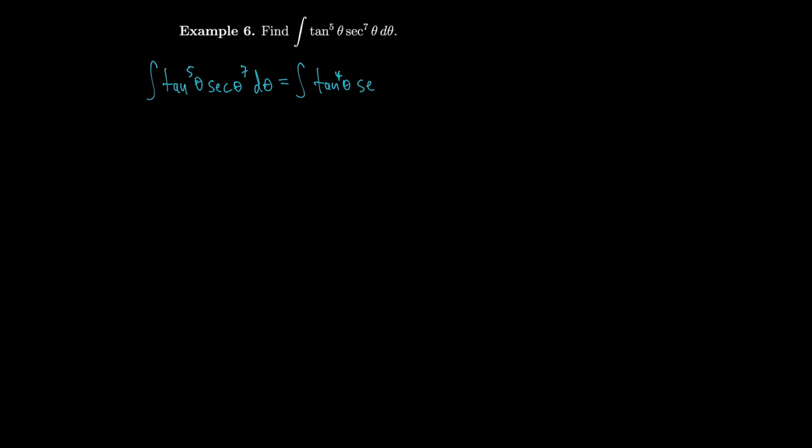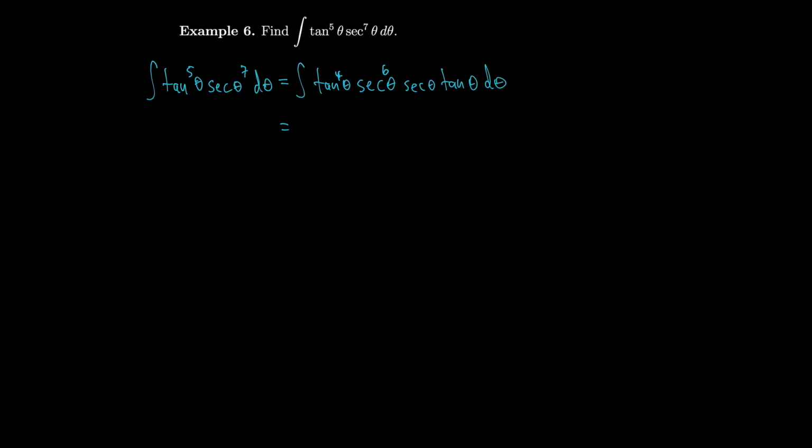And I keep my secants, most of them. I'll pull out one of those two. That way I'll have secant to the 6th. And now I have a secant tangent term. Okay, perfect. So I just need this for my du.